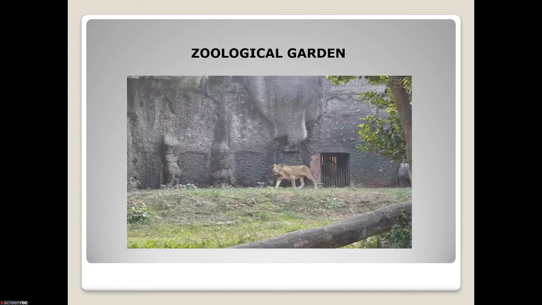Next is zoological garden. It is a zoo garden where rare and endangered animals are maintained in captivity. The first zoo in India was established in 1800 at Barrackpore. At present, there are about 800 zoos in the world. It is said that animals held in captivity tend to live longer.